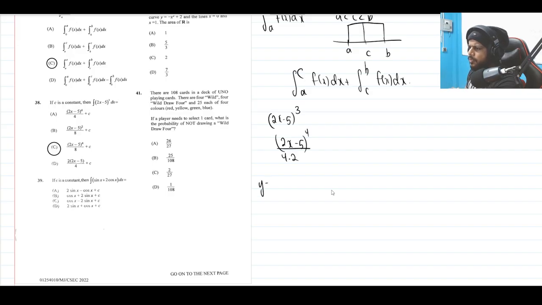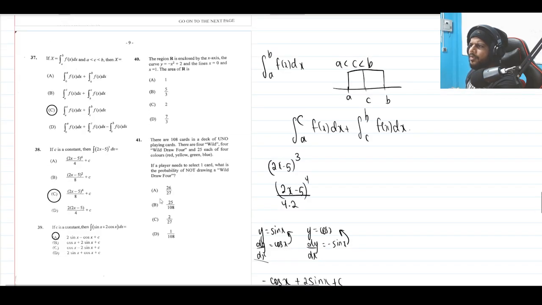If y is equal to sine x, then dy/dx is cos x. And if y is equal to cos x, then dy/dx is minus sine x. So when I integrate sine, I get negative cos. When I integrate cos, I get sine. So I'm integrating sine, so I'll get negative cosine x. And then integrating cosine, I'll get 2 sine x plus c. So 2 sine x minus cosine x plus c, the answer is A.